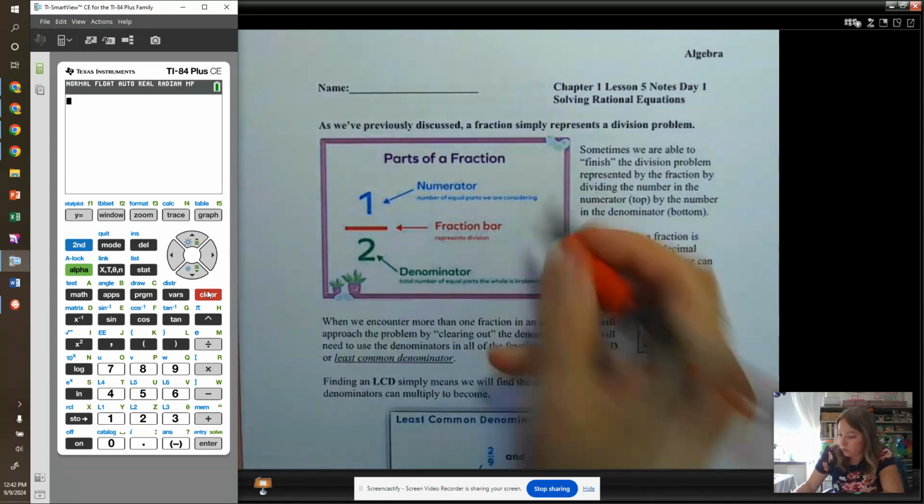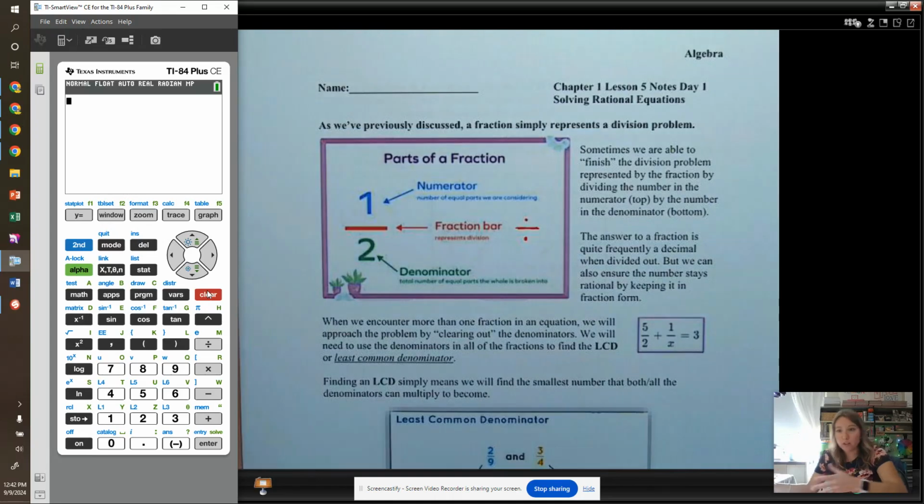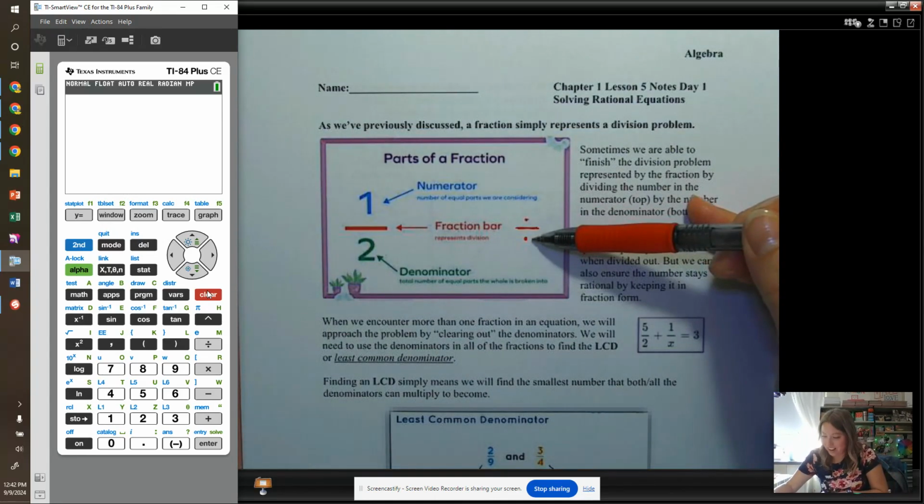Remember, I know I've shown you this in class, but a division sign, a good old-fashioned division sign, looks like this. Well, what is actually going on there? It's a fraction. Numerator divided by denominator.